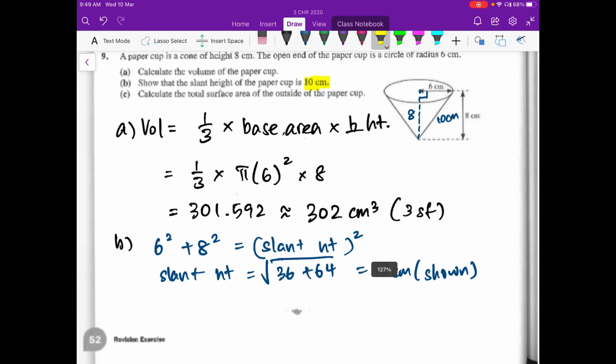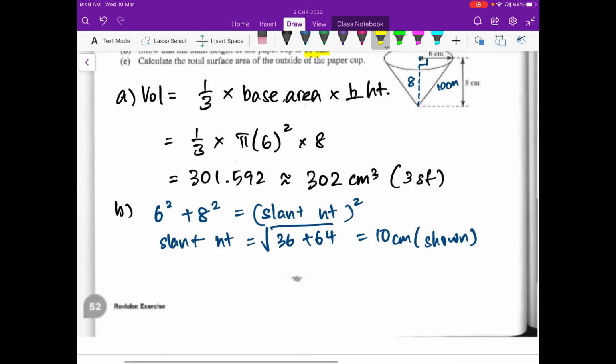So part C, find the... But how do you know it is equal to 10 square? No, you cannot use that value. That one is just for you to confirm. The process must require, you must write that it's equal to 100, then you square root, then you get 10. Then it is shown.